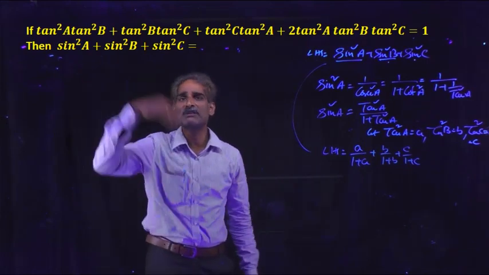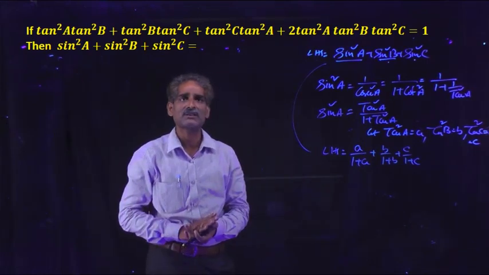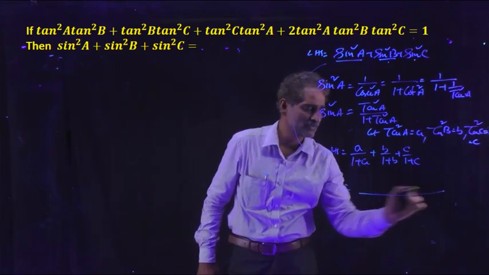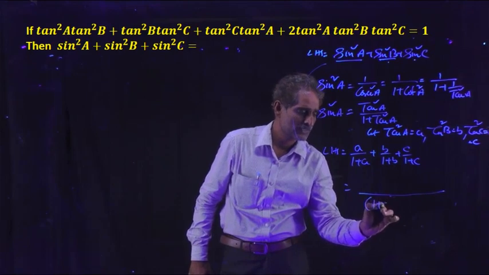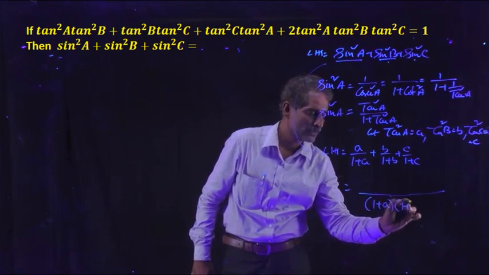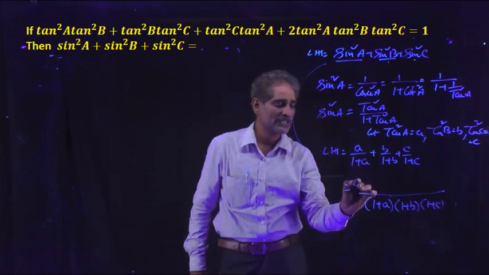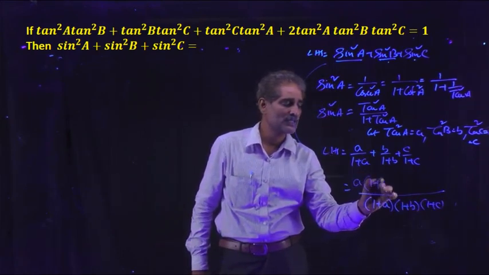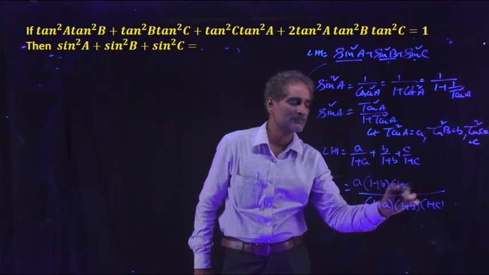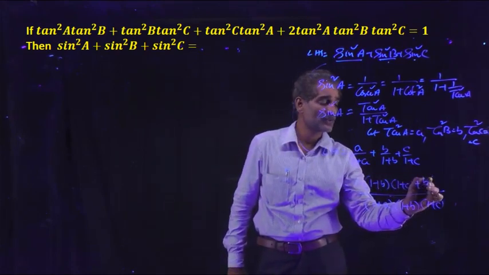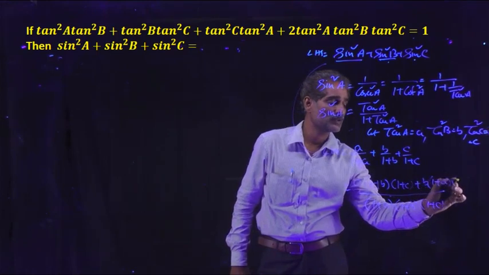Now what about the given expression in terms of ABC? So later we will discuss. Just simplify this first one. Now the LCM of this is (1 plus A) into (1 plus B) into (1 plus C). Now A into (1 plus B) into (1 plus C), so plus B into (1 plus A) into (1 plus C).